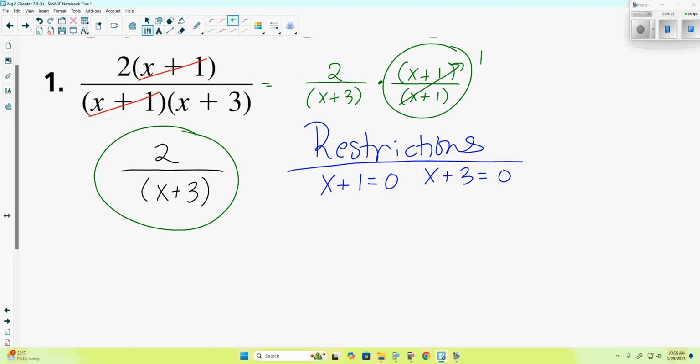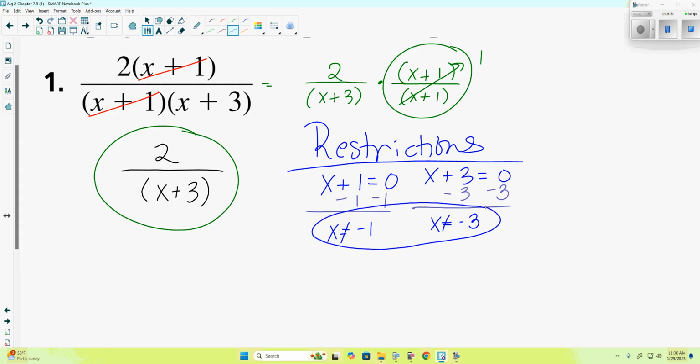Yes. Because if we look at this here, we would subtract 1 from both sides, telling us that negative 1 would cause our x plus 1 to be 0. So x cannot be negative 1. For x plus 3, we can subtract 3 from both sides, telling us if x is negative 3, the x plus 3 would be 0. So x cannot be negative 3. So if x is a value of negative 1 or negative 3, it would cause a division by 0. It doesn't work.